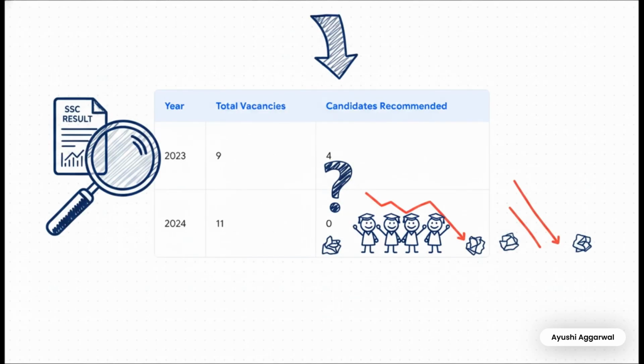So, I've put those numbers into this simple table to make it much easier to compare. Now look at this. In 2023, there were 9 vacancies and 4 candidates were recommended. Okay, but in 2024, for 11 vacancies, there were 0 candidates recommended. Not a single one. Isn't that odd?